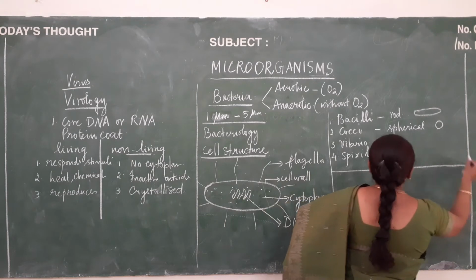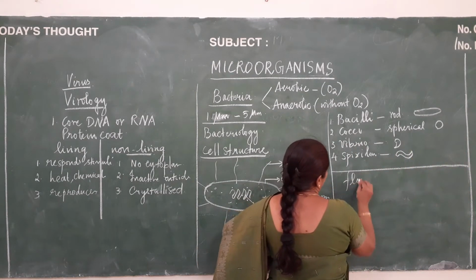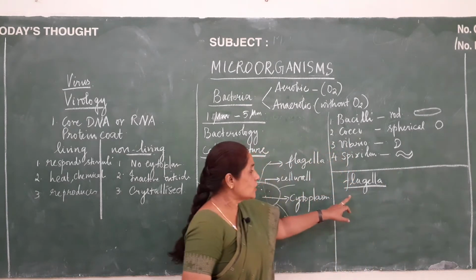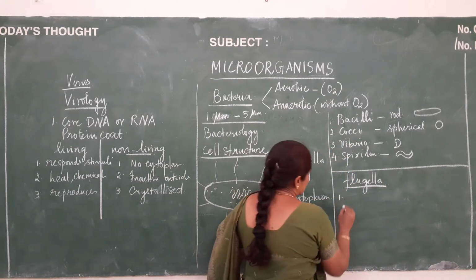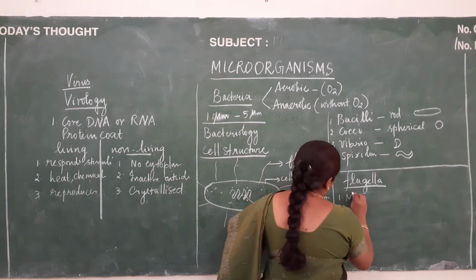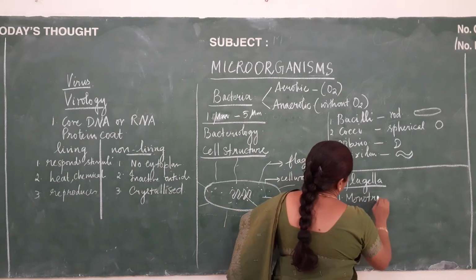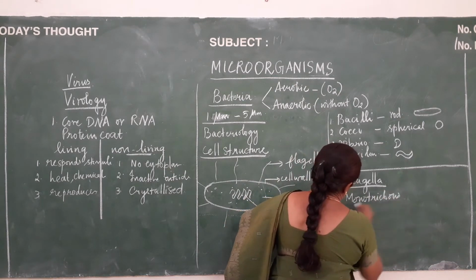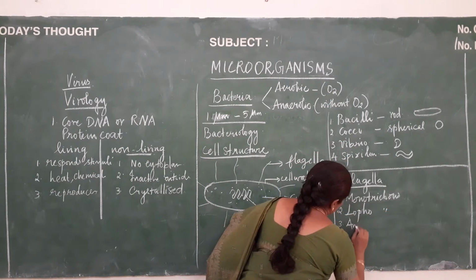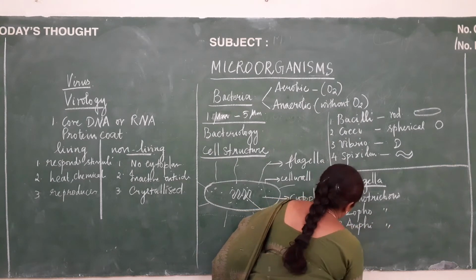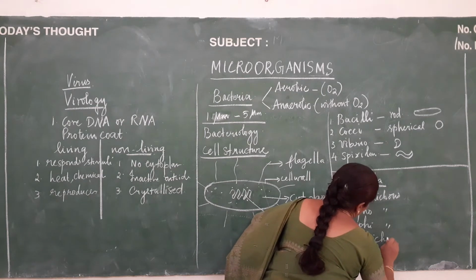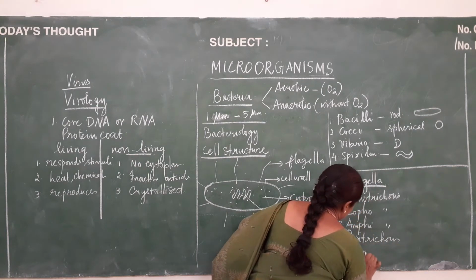Next we will move on to bacteria depending upon the flagella. How much flagella is there? How is this flagella arranged? According to that, bacteria is classified into 5 different types. The first one will be monotrichous, second one lophotrichous, third one amphitrichous, fourth one peritrichous, and the last one atrichous.